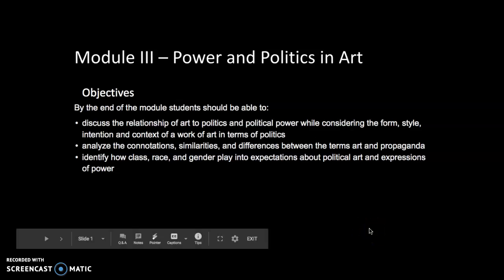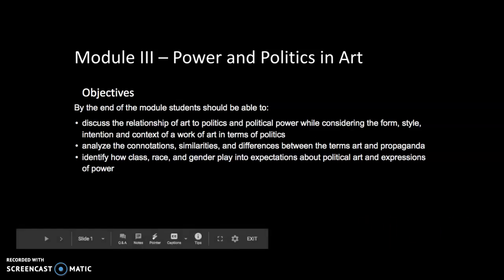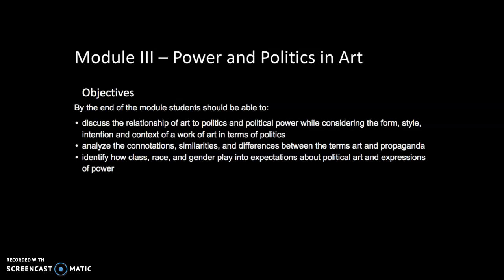Hi everyone. We are starting our third module today, Power and Politics in Art. And just as we do for every other module, we are first going to start in the ancient world. And then next week, we'll move on to the same theme in the modern world. And here are our objectives for this module.